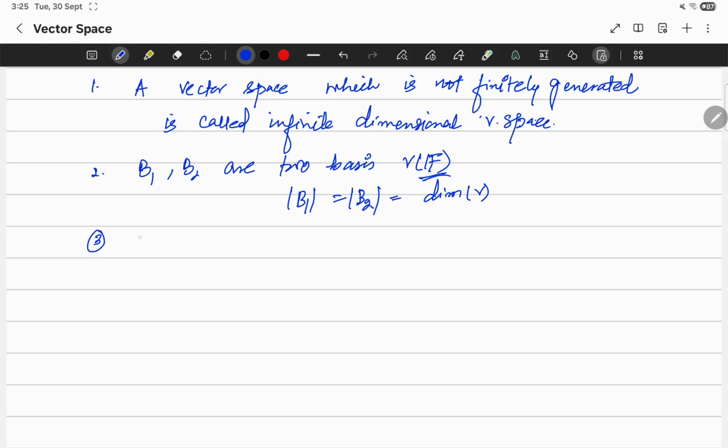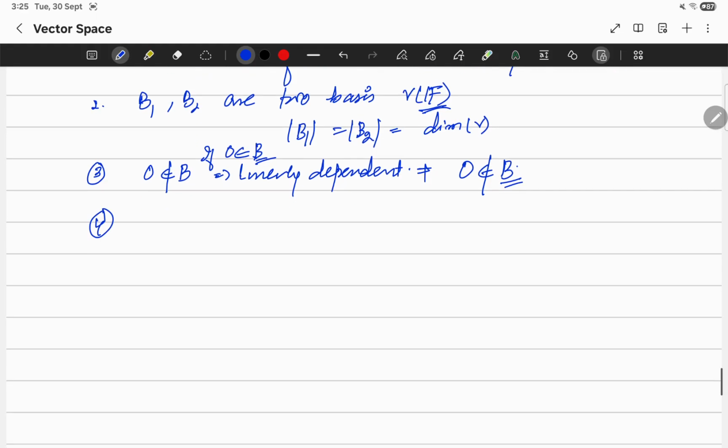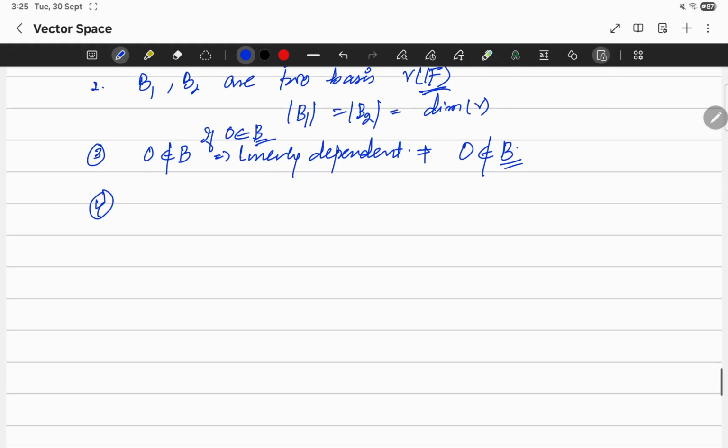Also, you have to remember that the basis will never contain the zero vector. If 0 belongs to B, then it will become linearly dependent, but by the definition of basis, B is linearly independent, so it means that 0 never belongs in the basis.